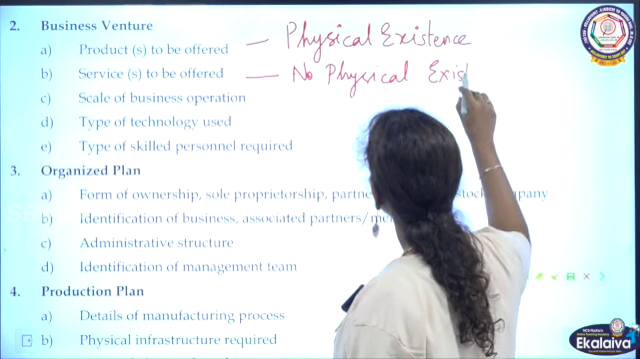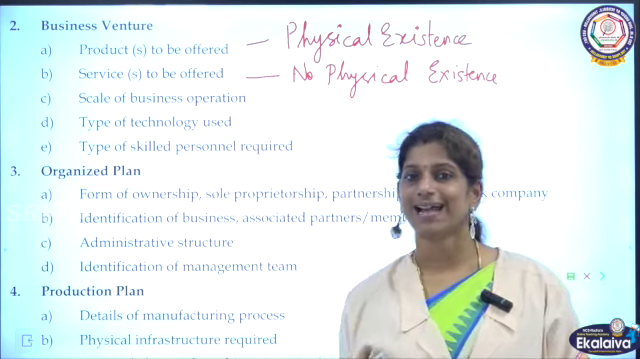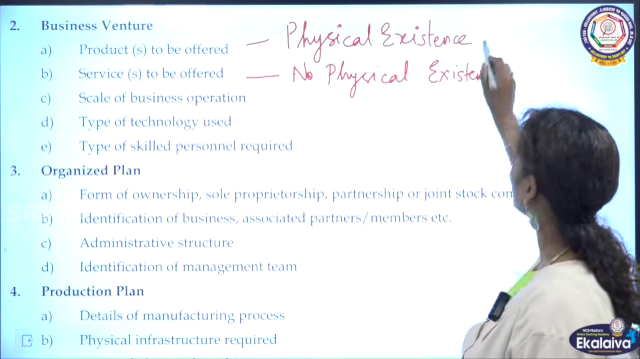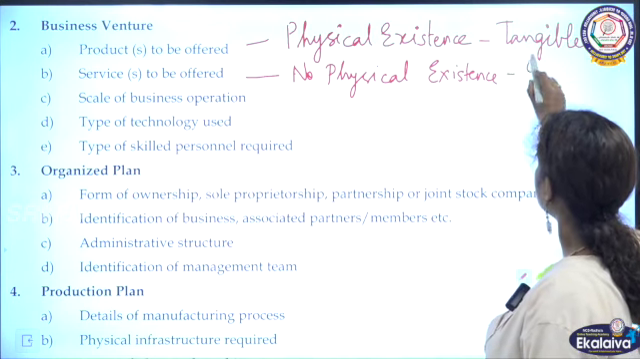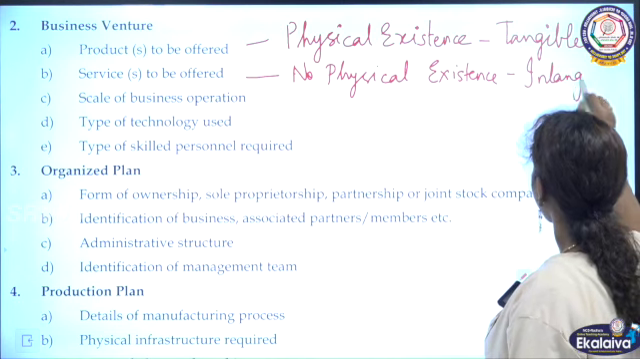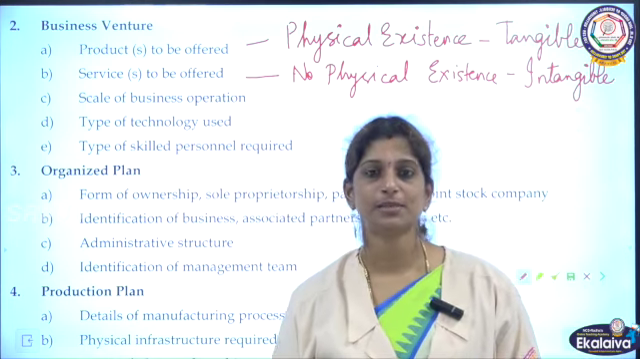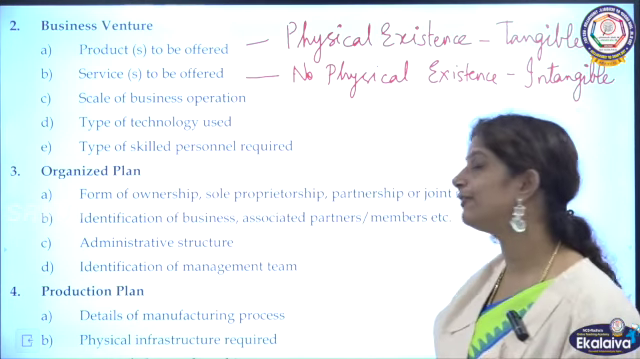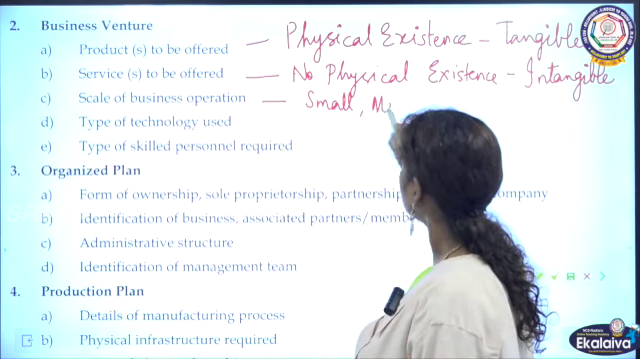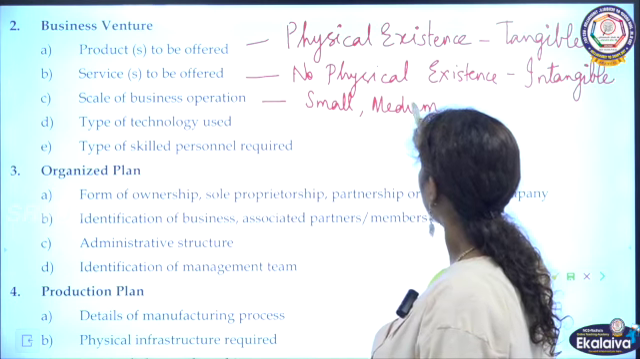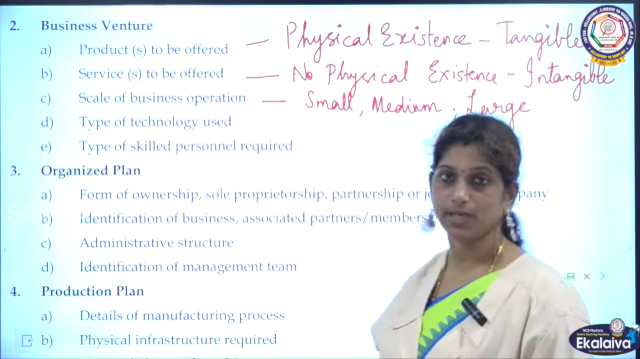So it could even be mentioned as, in your accounts you would have studied about tangible assets and intangible assets. So the product is tangible and a service is intangible, right? Then the scale of business operation. So what is the scale of business operation? It is all about small scale business or medium scale business or large scale business. That has to be given.